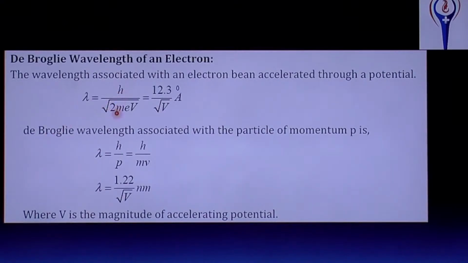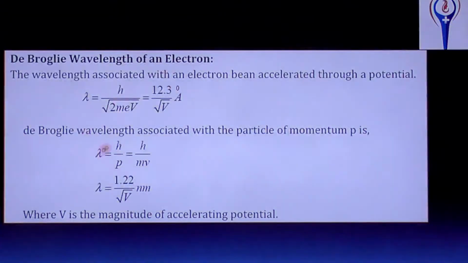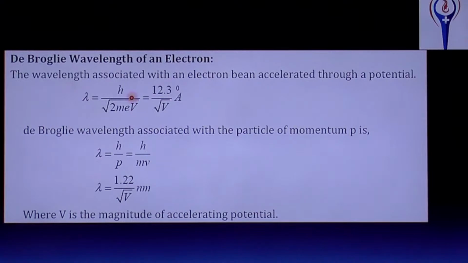Lambda equal to h by root of 2mEV. Already I have given that, no? Lambda equal to h by root of 2mEV. Then substitute the value of h, 6.6 into 10 power minus 34. m is the mass of the electron.